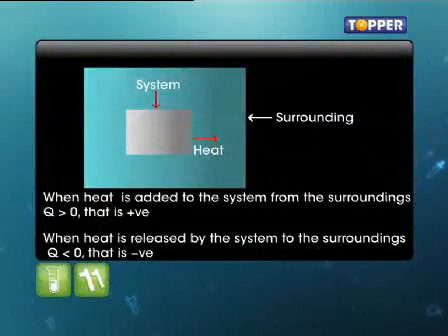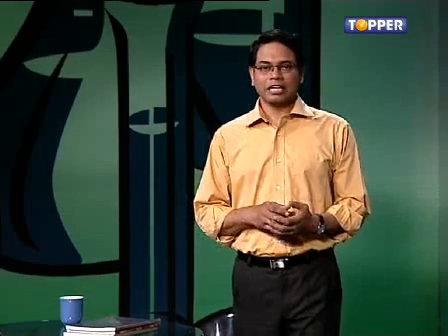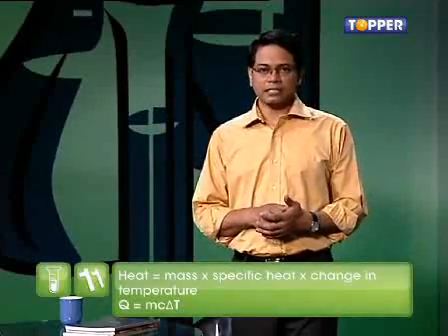After understanding the thermodynamic processes, we will understand important terms used in thermodynamics, starting with heat. Heat, which is represented by Q, is a form of energy that can be transferred, resulting in a temperature difference. This temperature difference is measured in terms of the heat capacity. You all know heat is equal to mass into specific heat into change in temperature. That is, Q is equal to mc delta T.